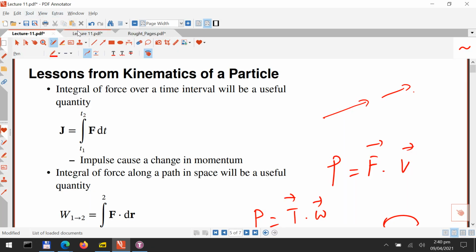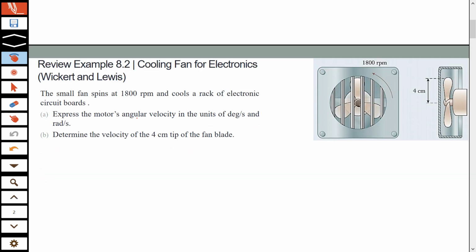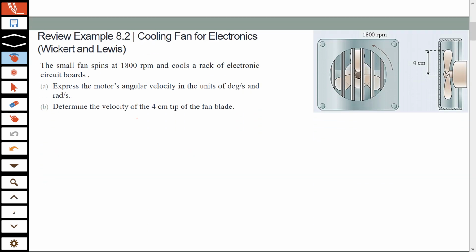So let's get to the slides prepared by Maria, who prepared more examples, so I'm now switching to that. This example is from Wickett and Lewis.